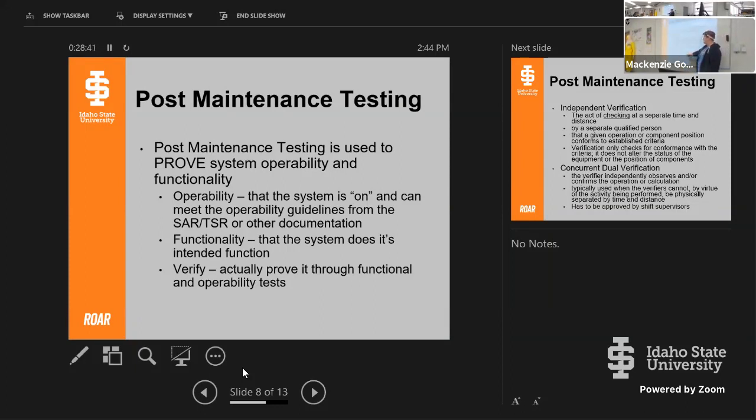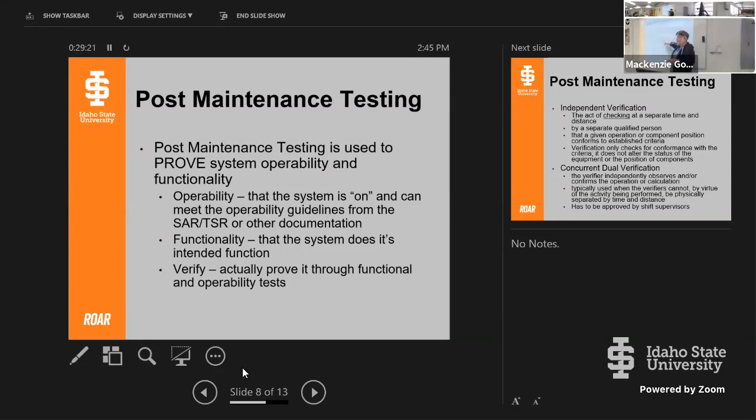Verifying is actually proving through functional and operability tests. Okay? And a functional test and an operability test are going to have different definitions because we're proving different things, right? The class that's student operating at the ISU reactor right now, we just talked about their NRC definitions for a channel check and a channel test and a channel calibration.